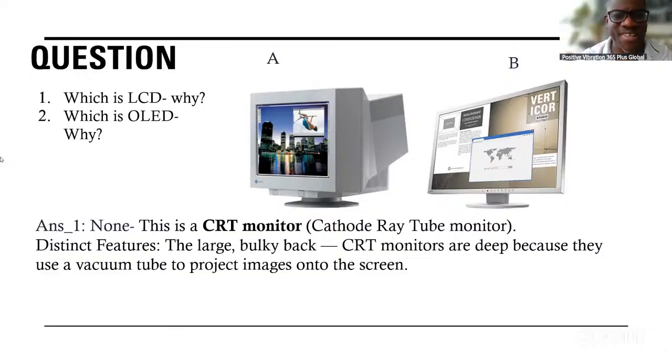All right, good. So it is large, it has a bulky back. And the reason why it has a very large bulky back is because of the vacuum tube. It has a big old vacuum tube at the back. And the pictures are projected through the vacuum tube. That is as much as you need to know about what CRTs are.